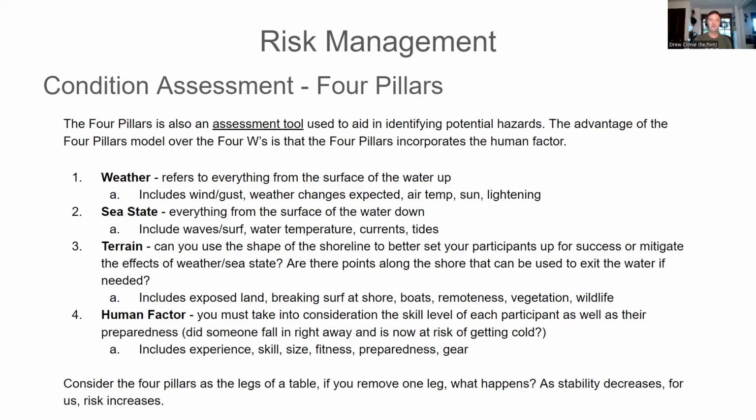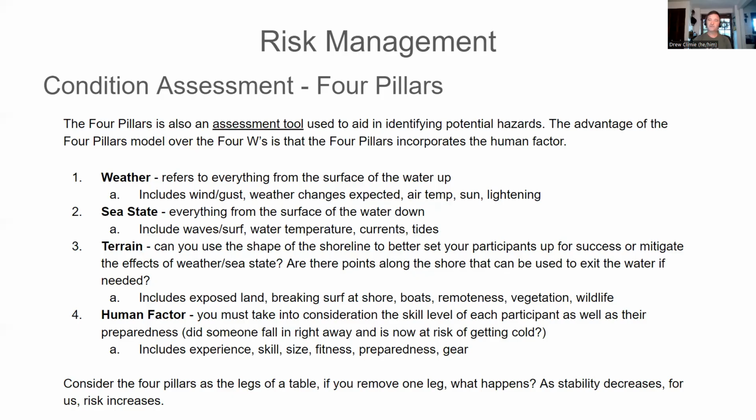Sea state, everything from the water down. It could include waves, temperature, currents, tides. Terrain, can you use the shape of the shoreline to better set your participants up for success or mitigation? Terrain can also be, do we have easy access on and off the water in the middle of the lesson if it's our basic SUP lesson, one of the requirements of Class C. One of the requirements of location. Is there breaking surf, which is going to make it harder to get on the water, but once we're past it, the water flattens out and it's easier. So terrain has to do with the land around us.